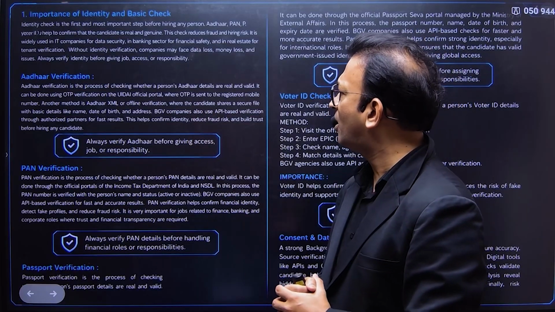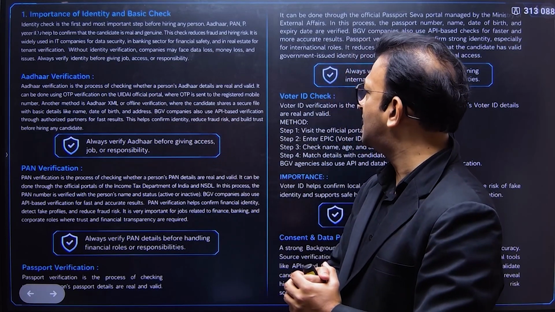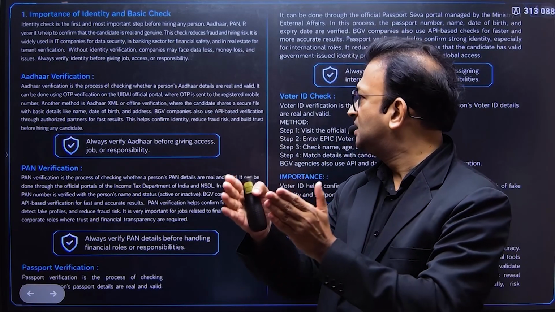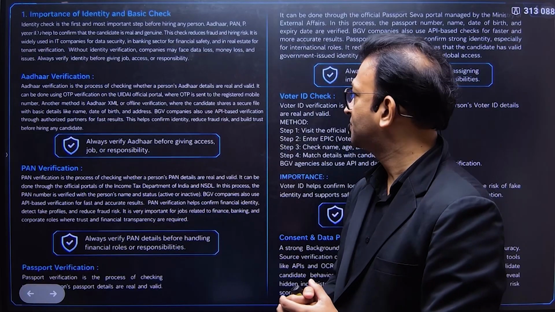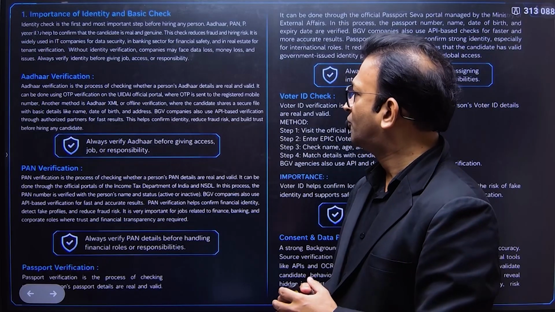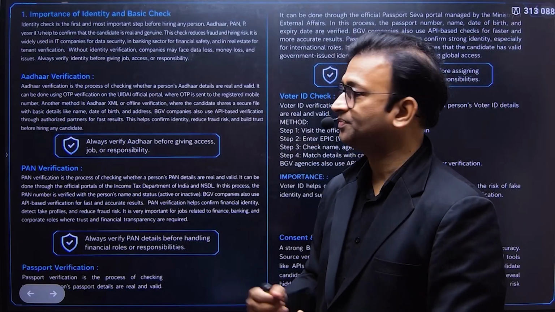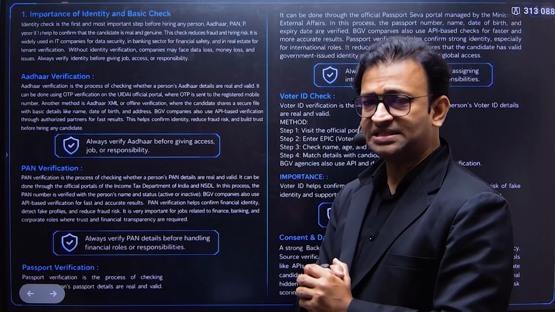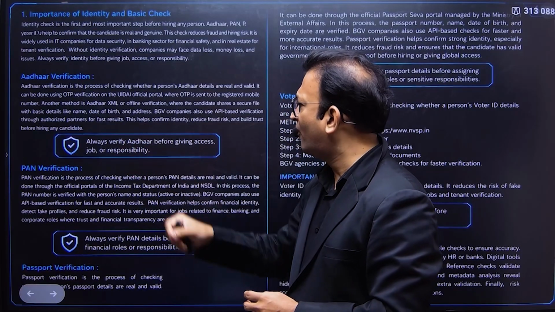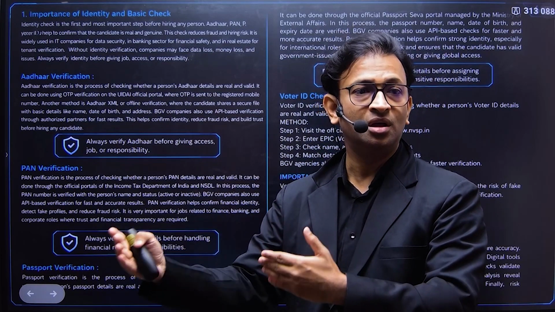Another method is Aadhaar XML, or offline verification, where the candidates share a secured file with basic details like name, date of birth, and address. BGV companies also use API-based verification through authorized partners for smoother and quicker results. This helps to confirm the identity and reduce fraudulence at a greater level. Always verify Aadhaar before giving access, job, or responsibility to an employee.